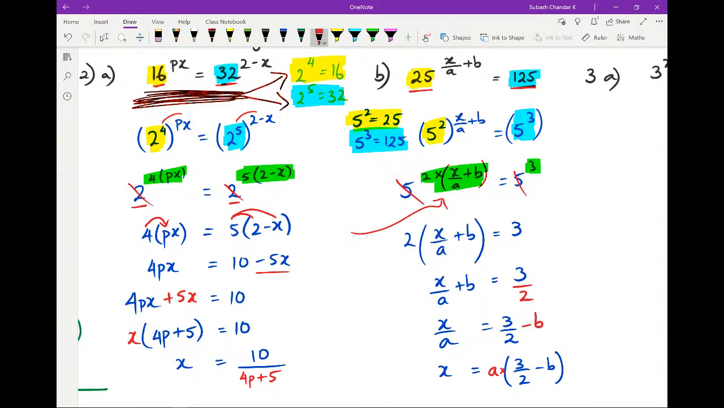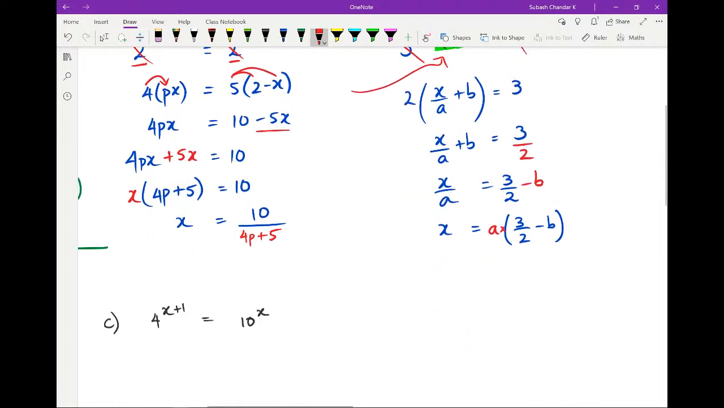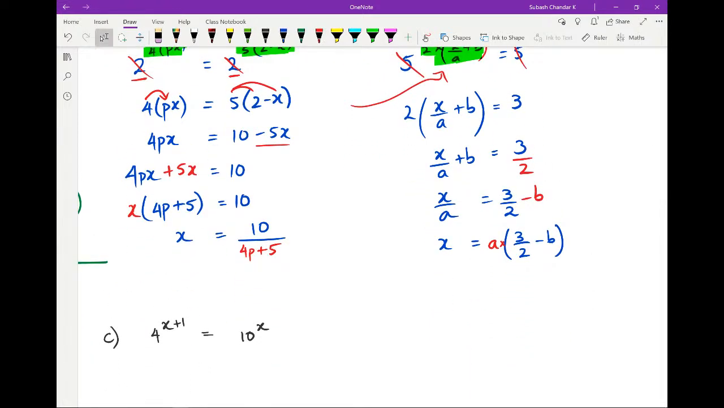Yes, Micah, you could use logs for these questions, but the reason I didn't use logs was because I wanted to show you guys how you can do it without logs. Now I've got a question later here, which is question C. In that one, you won't be able to do it by replacing it with bases.